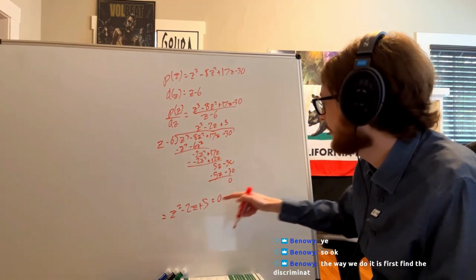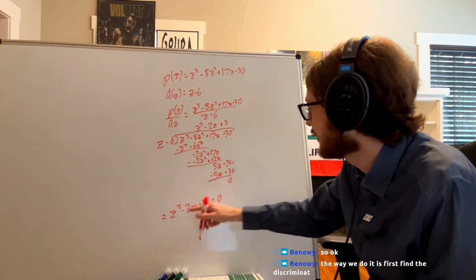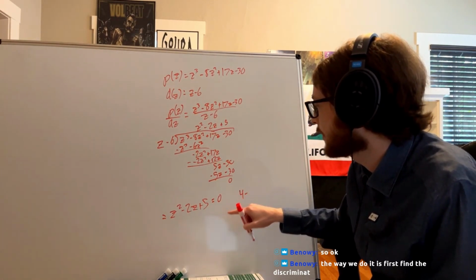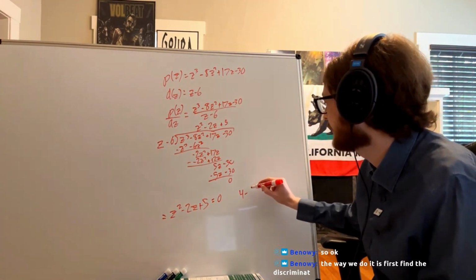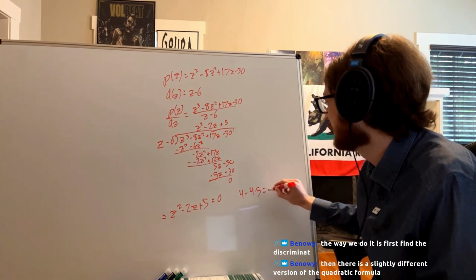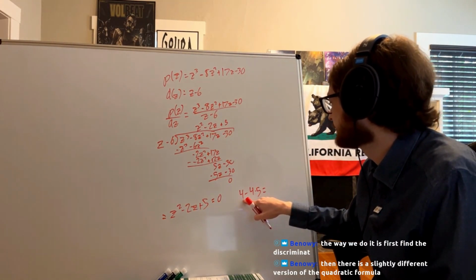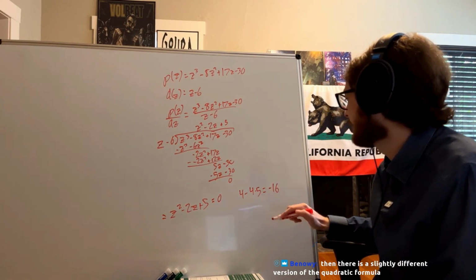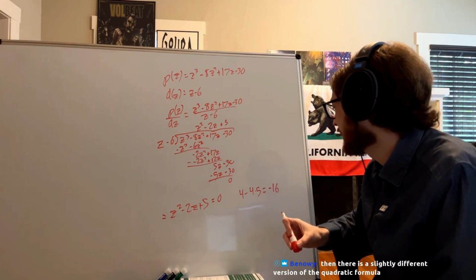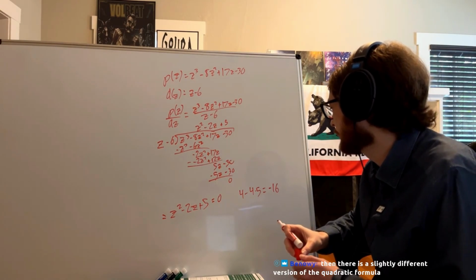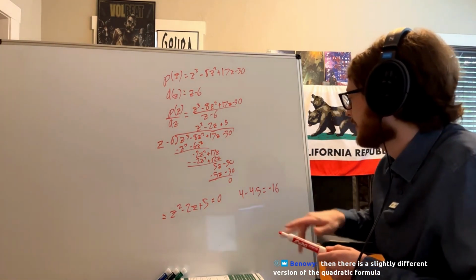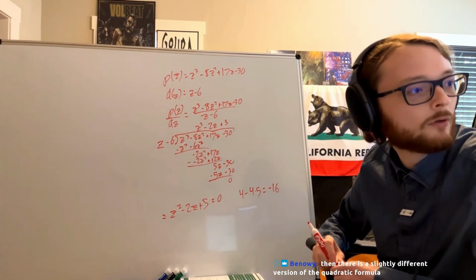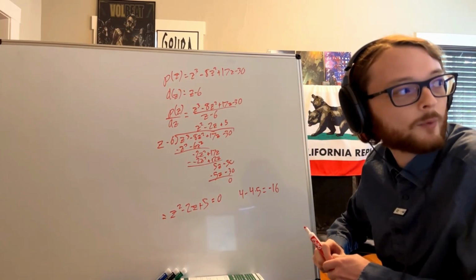So the discriminant of this is going to be b squared, so negative 2 squared, 4, minus 4ac, a is 1, c is 5, 4 times 5. 4 minus 20 is negative 16. So that negative 16 for the discriminant is why we get imaginary roots, because you're going to take the square root of the discriminant and the square root of a negative gives imaginary.